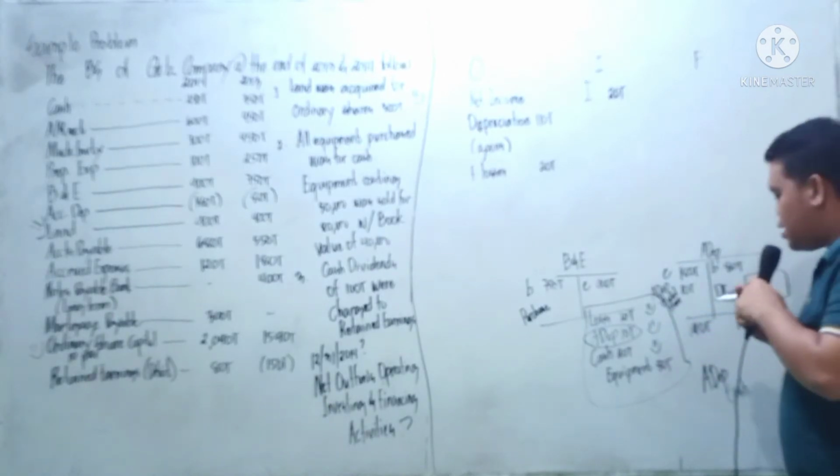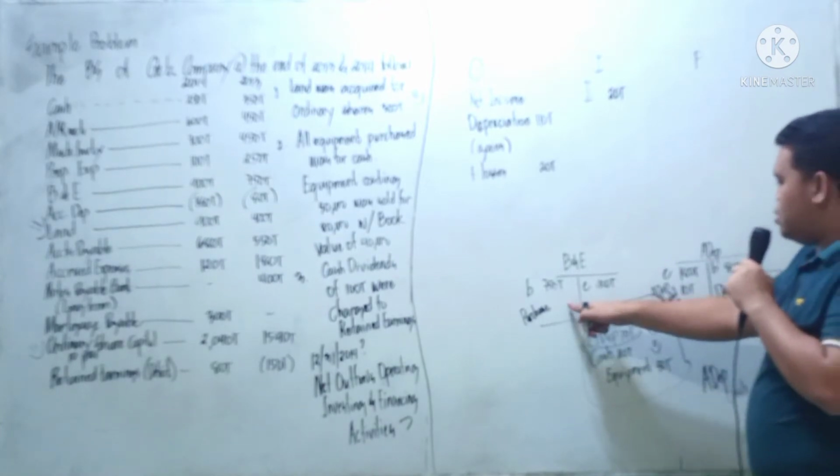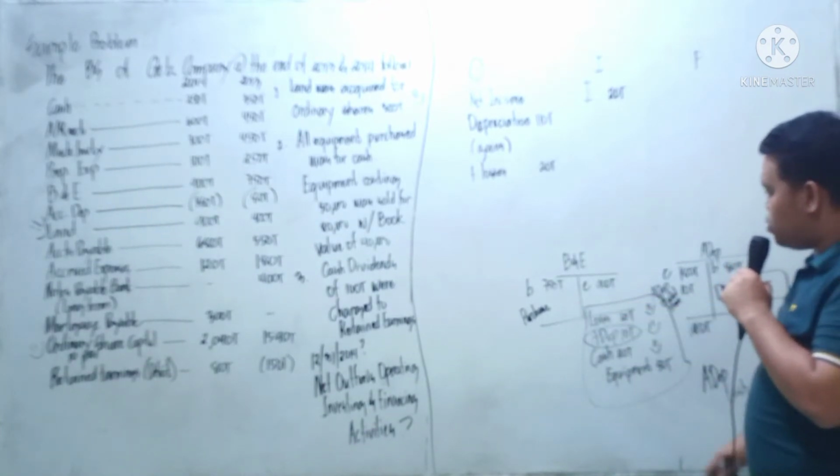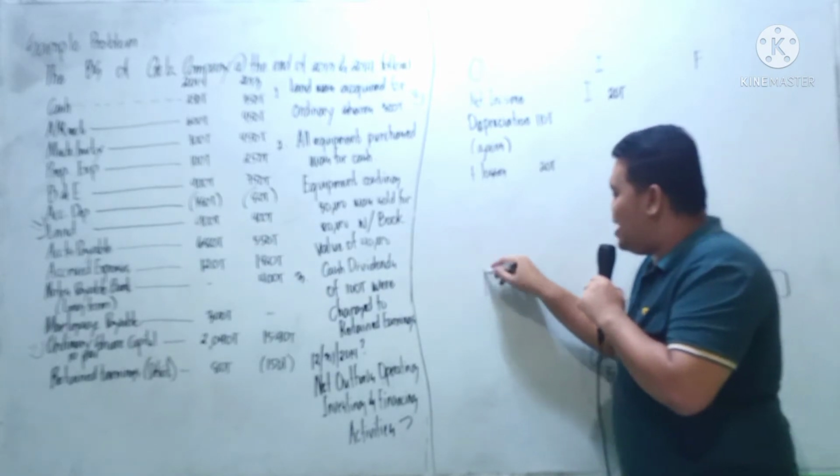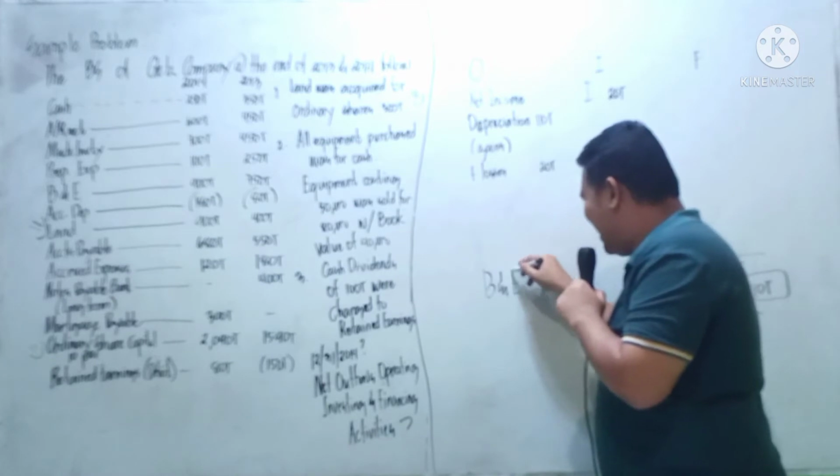Next, we have equipment na credit of 50. O, nag-record tayo diri sa building and equipment. Atong i-write na ito. Building and equipment. Kila to?